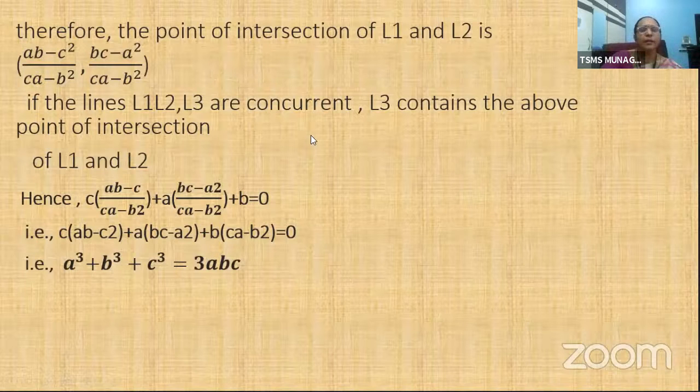Now, these three lines are concurrent. We understand that this point satisfies the third line also. So substituting this point in the third line and simplifying it, we will get a cubed plus b cubed plus c cubed is equal to 3abc. Now here is another important problem. Now here, what is said.